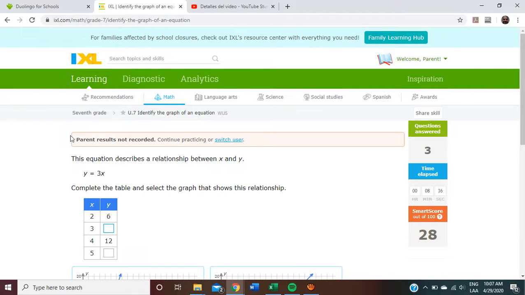Okay, remember to take the screenshot, and remember that the screenshot has to show the name of the activity and the smart score. Upload it to the corresponding assignment, so it can be counted and checked.